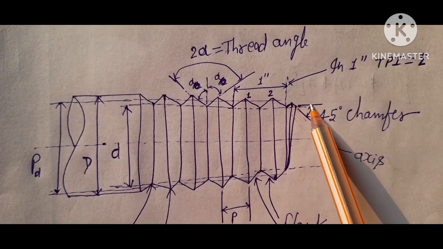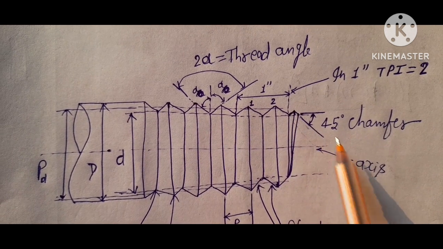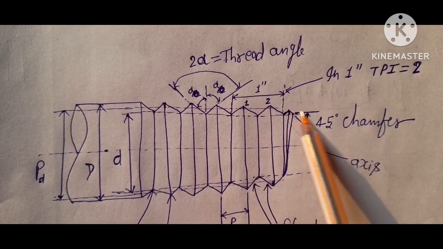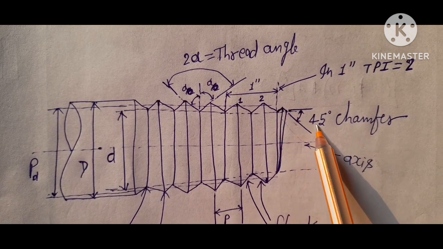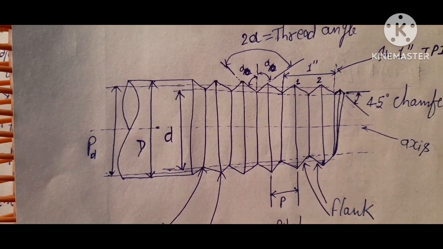And this is a chamfer. Friends, there is a horizontal straight line and this flank. The angle between this horizontal line and this flank is known as chamfer and it is almost 45 degrees.